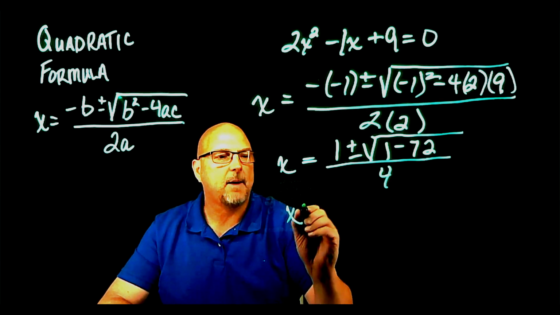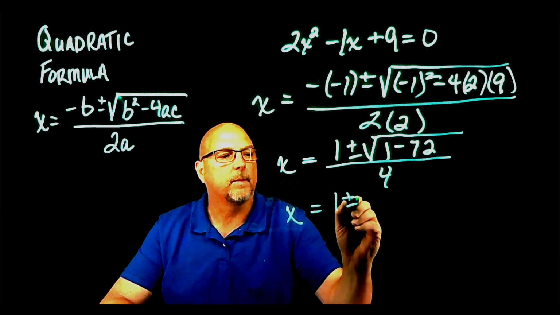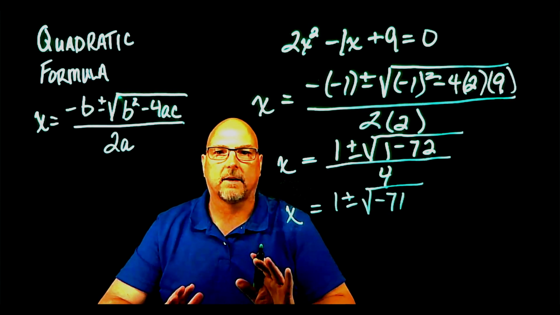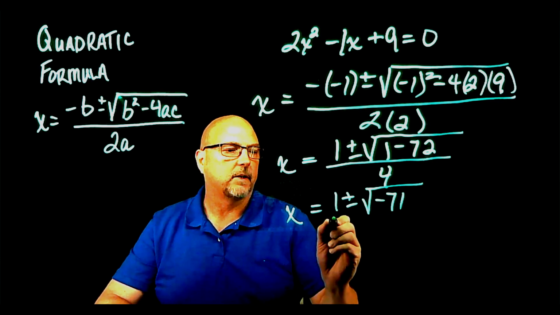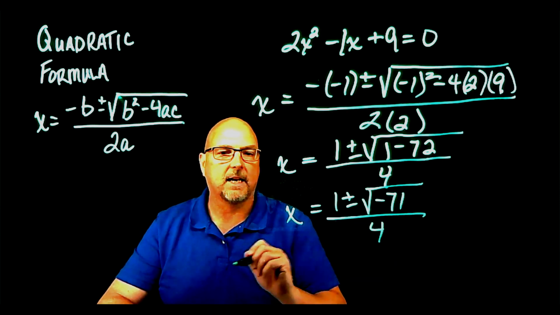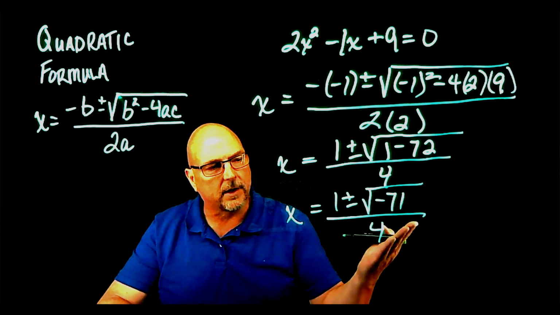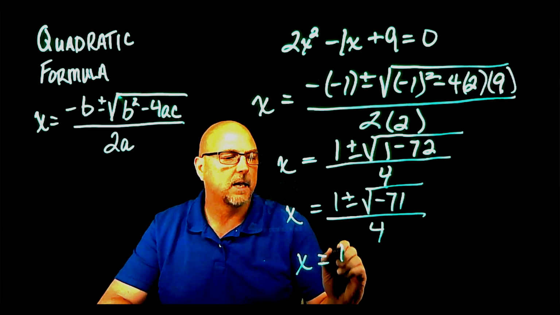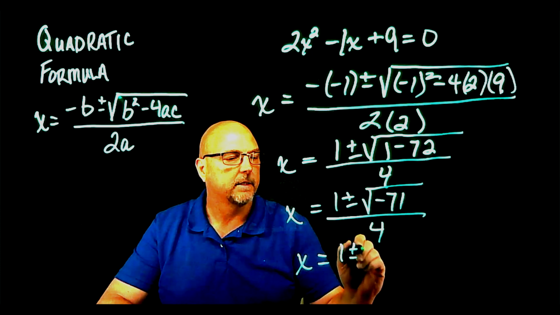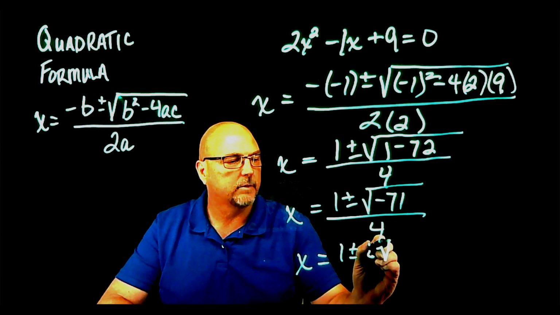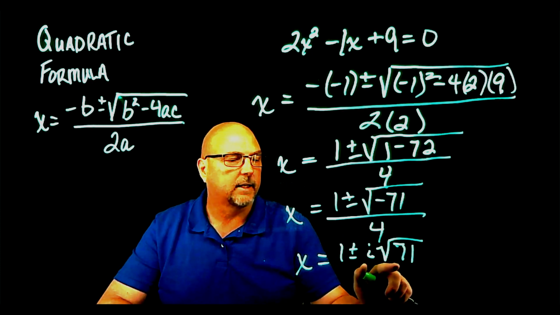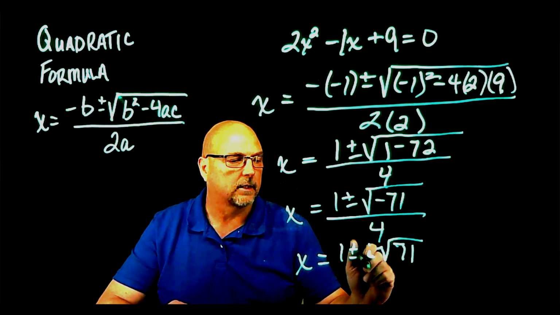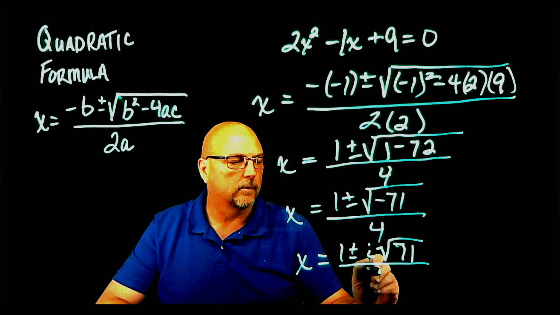So you can see what's happening here. We have 1 plus or minus the square root of a negative number. So 1 minus 72, that's negative 71. So we cannot take the square root of a negative number, so we have to extract that i. So I'd have 1 plus or minus i times the square root of 71. So 71 doesn't have any factors that are perfect squares. In fact, it's prime, so I can just leave it as that. And that's all over 4.